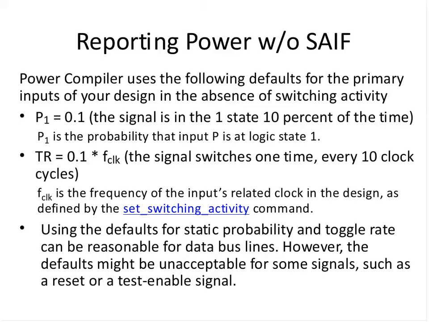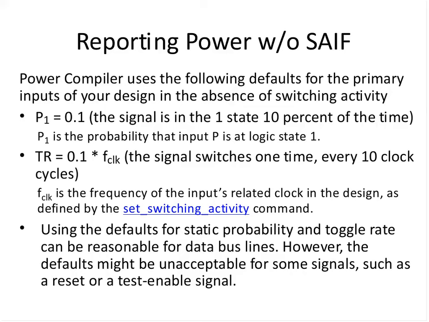This is the default value of the input. So there are two things to switching activity. One is the static probability, the other thing is the toggle rate. For static probability, it assumes 0.1, a 10% probability of the signal staying at logic 1. For toggle rate, it assumes 0.1 times FCLK. That means for each data signal, the toggle rate is 0.1 times the clock frequency, which is specific to that net, specific to the data signal, not the maximum frequency.